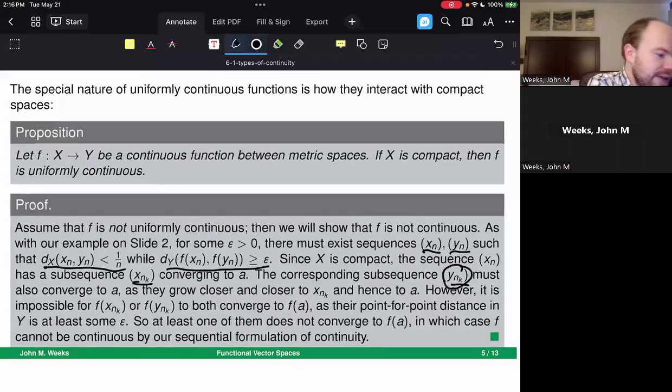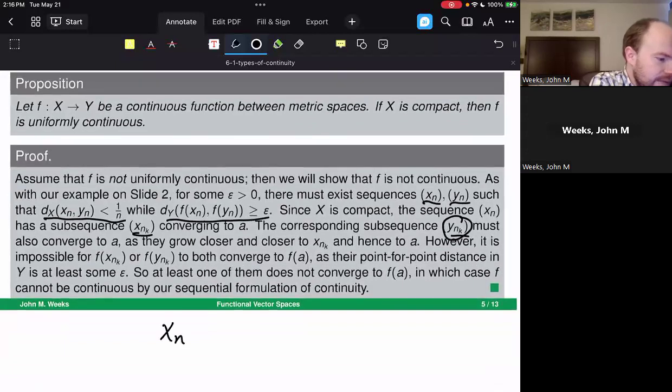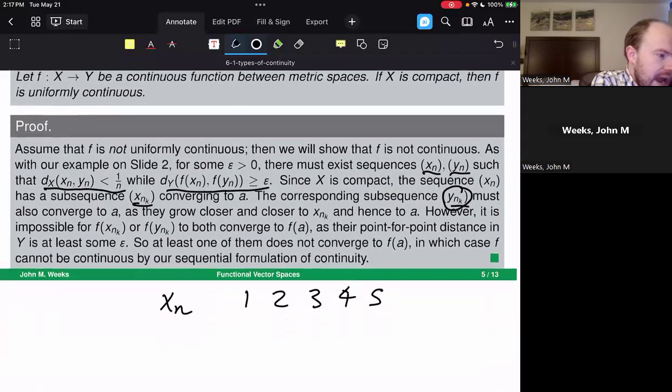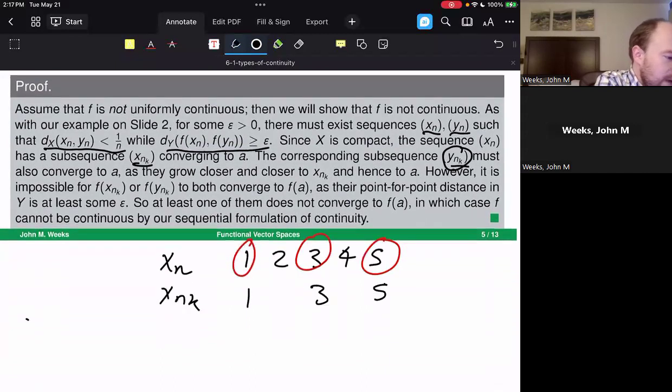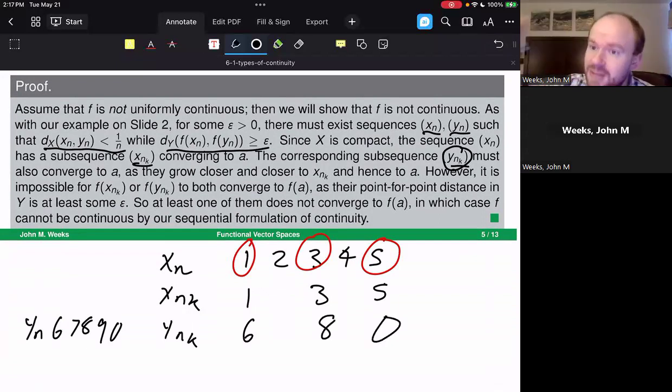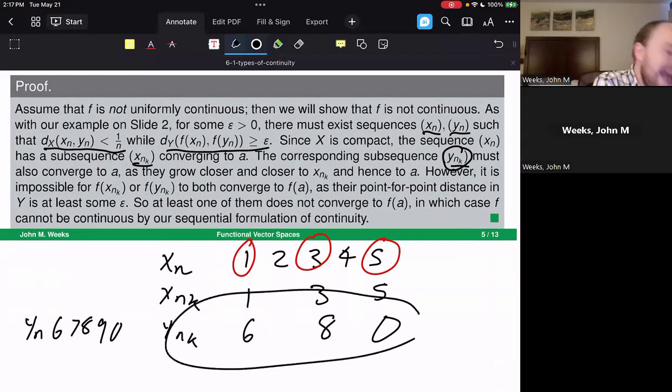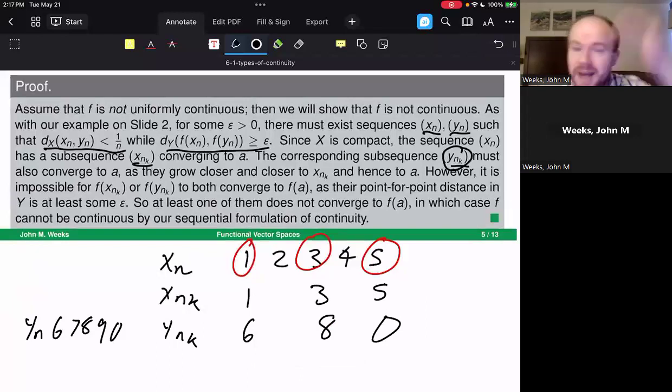So think, if I had, for example, taken a subsequence of x sub n, which was 1, 2, 3, 4, 5, and I'm only taking the subsequence of 1, 3, and 5, that is for my x sub n sub k, 1, 3, and 5. Then when I start looking at what y sub n is, and maybe that sequence is 6, 7, 8, 9, 0, I'm starting to look at y sub n sub k, which is 6, 8, and 0. Those are the indices of those parts of the sequence. So when I say I'm considering the subsequence y sub n sub k, I'm saying go ahead and only consider the entries in that sequence that correspond to indices that are left in the sequence x sub n sub k.